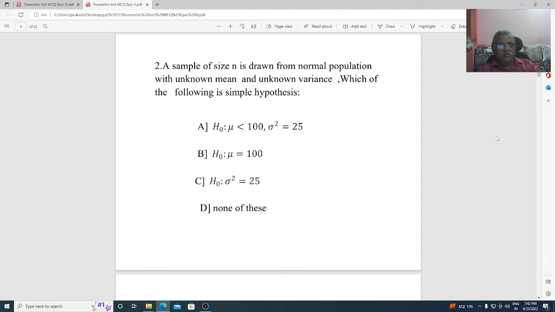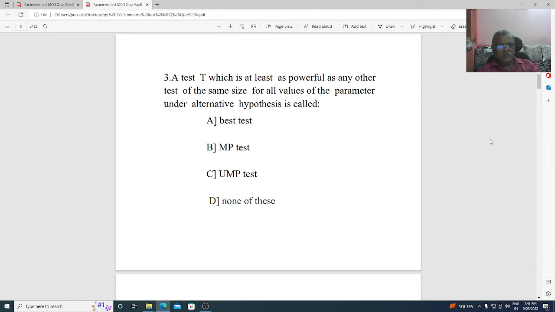Question 2. A sample of size n is drawn from normal population with unknown mean and unknown variance. Which of the following is simple hypothesis? Option A, H naught mu less than 100, sigma square equal to 25. Option B, H naught mu equal to 100. Option C, H naught sigma square equal to 25. And option D, none of these. The correct option is option D, none of these.